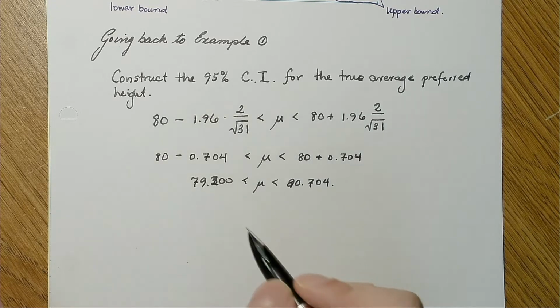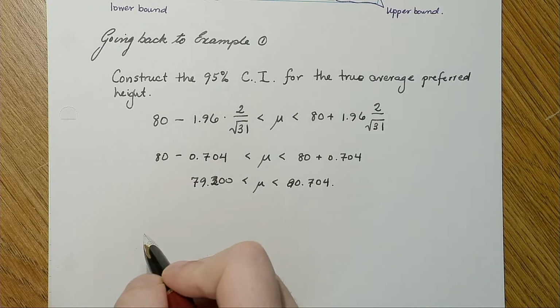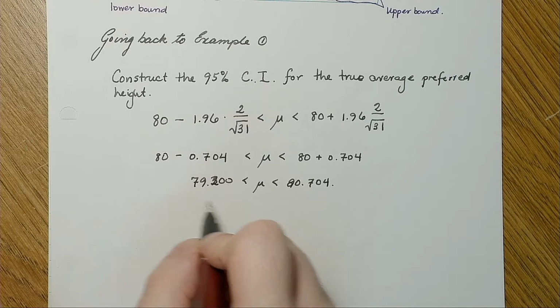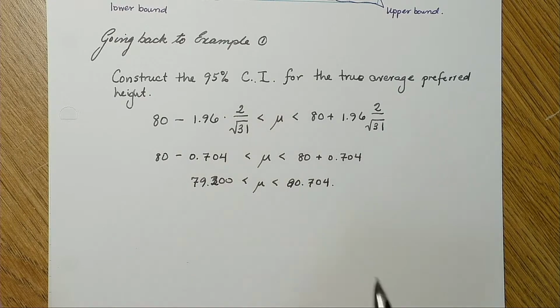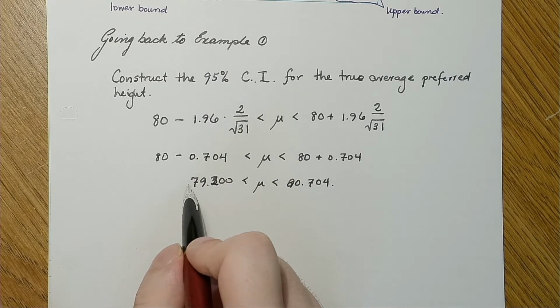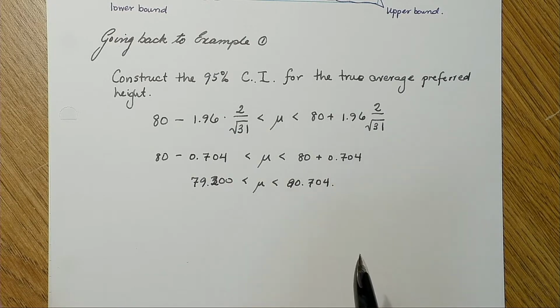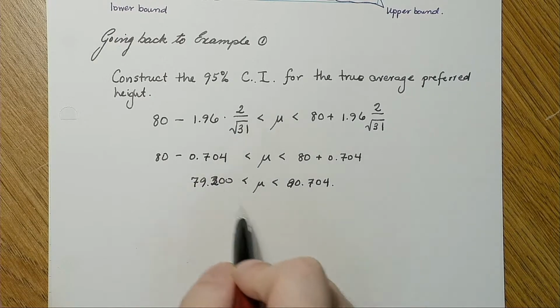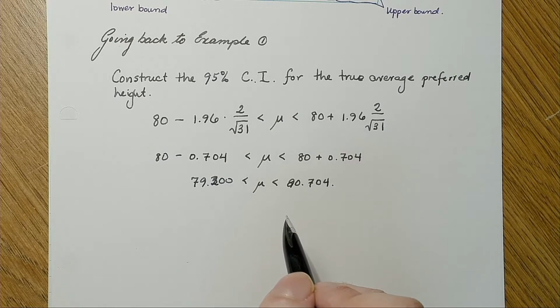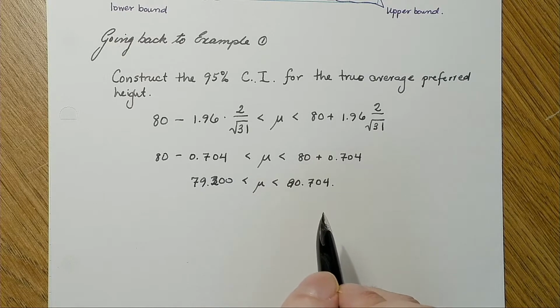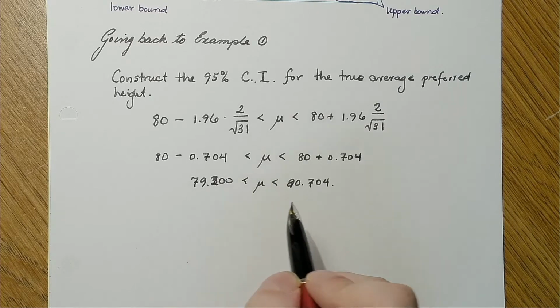So we can be highly confident, at the 95% confidence level, that mu is between 79.3 and 80.7. That interval is relatively narrow, and it indicates that mu has been rather precisely estimated. Now, we have to be very careful on the interpretation of it.